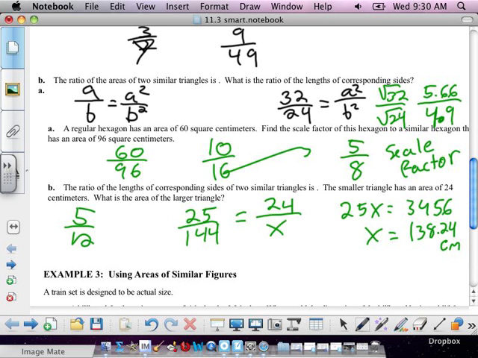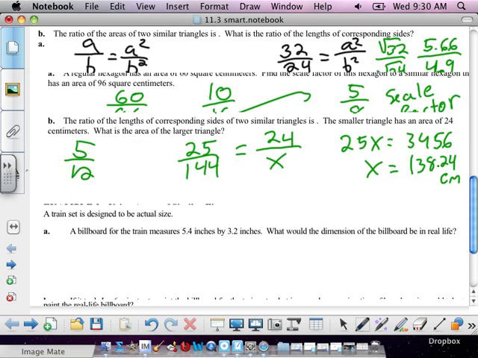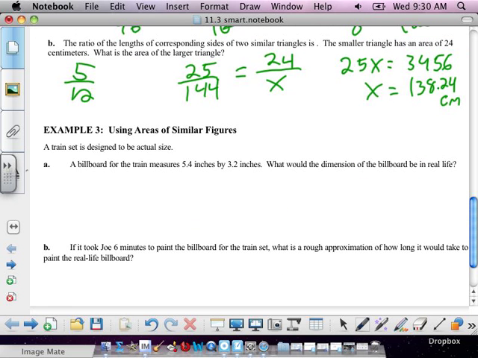Okay, the next problems, I'm going to move this up, but not all the way so you guys can see this last one. Okay, a train set is designed to be 1/12 its actual size. So if you took a train and divided all the dimensions by 12, that's what our toy train would be. But it's not just the train, it's the whole train set. So if we have a billboard for the train that measures 5.45 inches by 3.2 inches, what would the dimensions of the billboard be in real life?